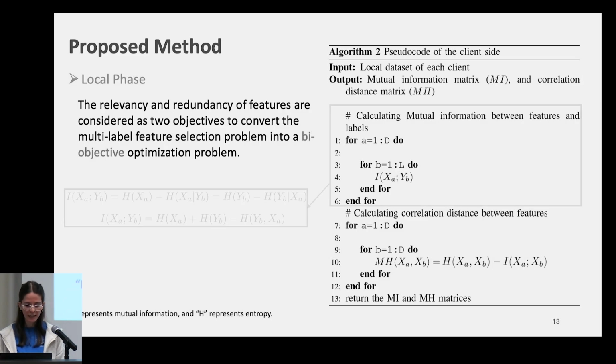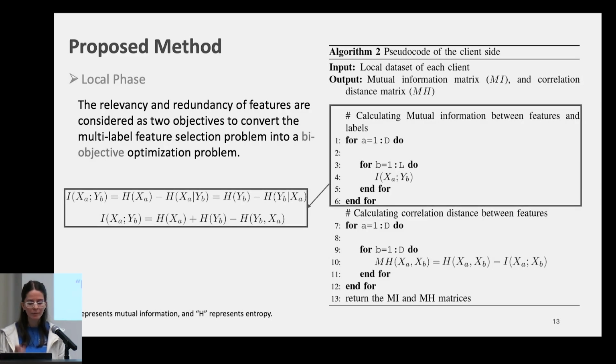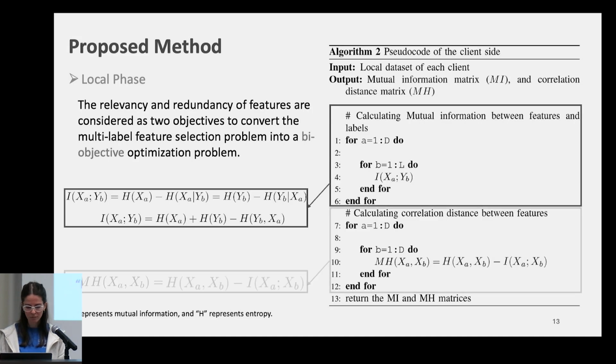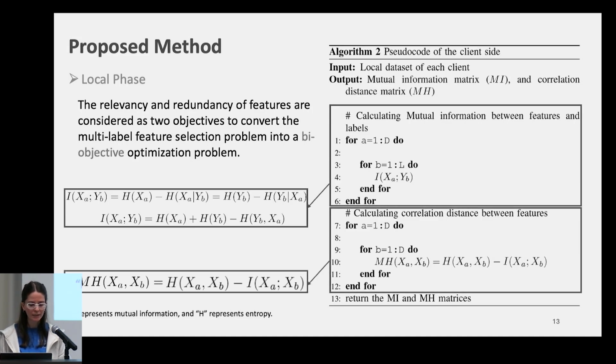At first, we calculate the mutual information matrix between the features and labels. It is considered the relevancy metric, since we want to consider the relevancy between features and labels. After that, we calculate the correlation distance between features, and it is considered the redundancy measure. It is the difference of the joint entropy and mutual information.